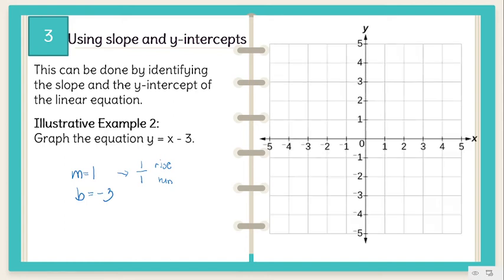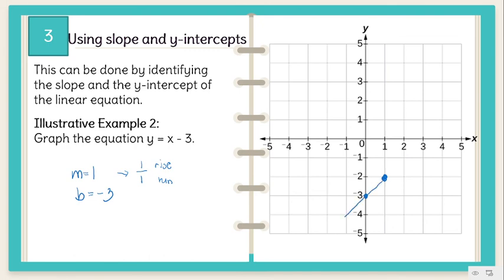So now let's plot first the y-intercept, which is negative 3. So we're now going to move down 3 units. Since we have a positive slope again, we're going to run to the right. So we have to move 1 unit up for the rise and then 1 unit to the right for the run. And this is now our second point.